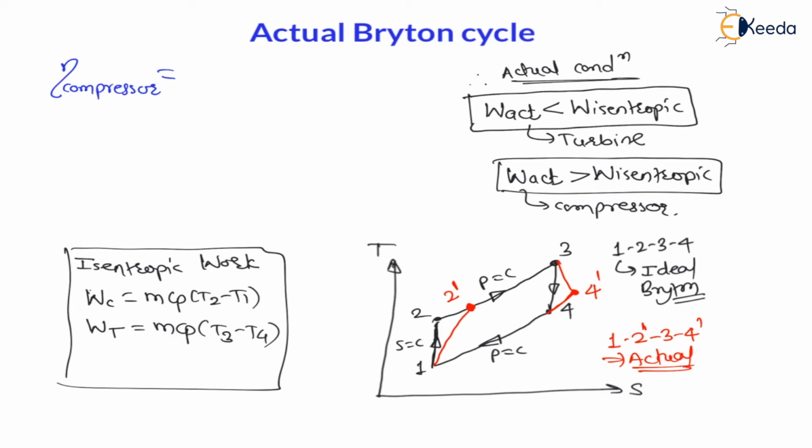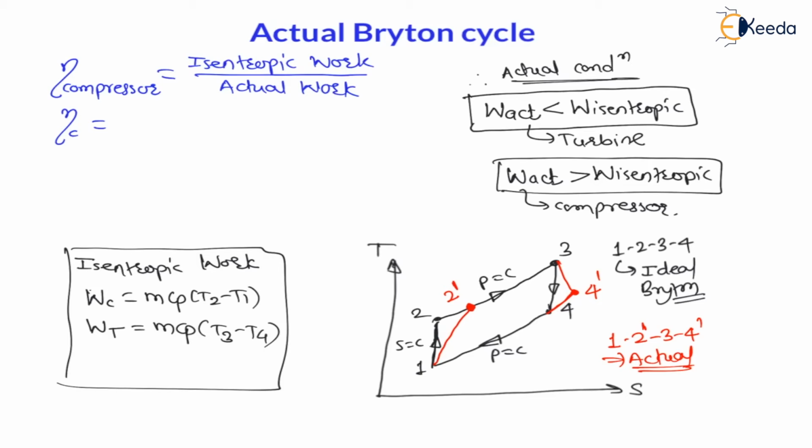Now for the compressor, actual work is more than isentropic work, therefore efficiency is always less than 100%. Therefore, the efficiency of the compressor will be equal to isentropic work divided by actual work for the compressor. This is the formula only for the compressor. This is the efficiency of only the 1 to 2 process.